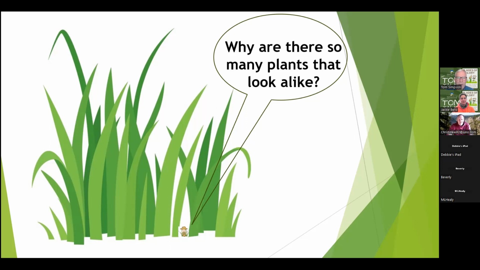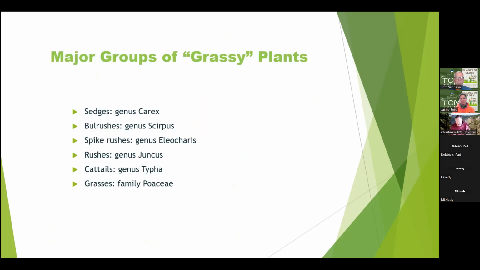from one another. But we also want to ask a more general question about why nature seems to make so many plants that look alike. Both, I think, are interesting questions. Here are 6 different groups. There are 5 genera and a whole family of grasses.